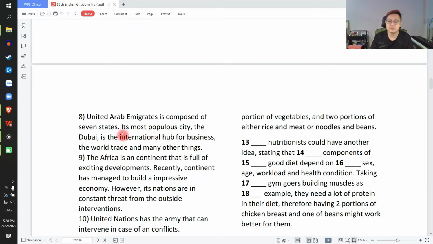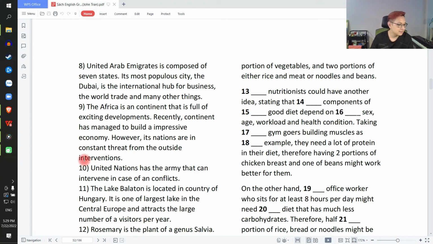Tại vì I mà bắt nguồn từ bộ nguyên âm. For business, world trade and many other things. So we want to talk about world trade in general. There's no the or an anything. Cái chỗ này nó nói business, world trade nói chung thôi, và nhiều thứ khác nói chung thôi, không có nói riêng, cho nên là không có the gì hết á.